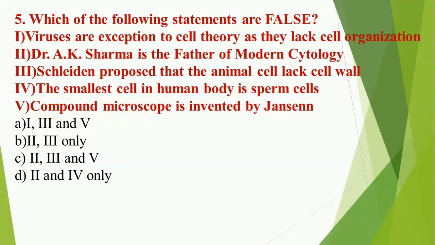Okay. Statement 4. Smallest cell in human body is sperm cells. Yes, this is also right. Statement 5. Compound microscope is invented by Janssen. Yes, the compound microscope is invented by Janssen. And my dear students, please ensure to learn about different types of microscopy, principle and the scientist who discovered those microscopes. It would be a very important question for NEET 2020. Okay, so the wrong statements are 2 and 3. So the answer for fifth question is B, 2 and 3 only.